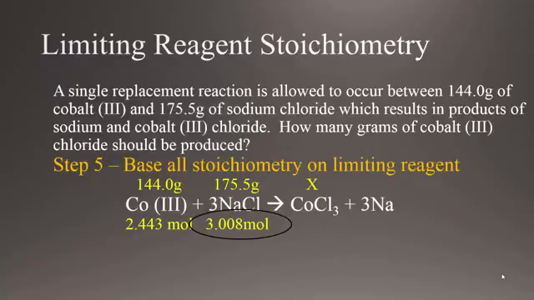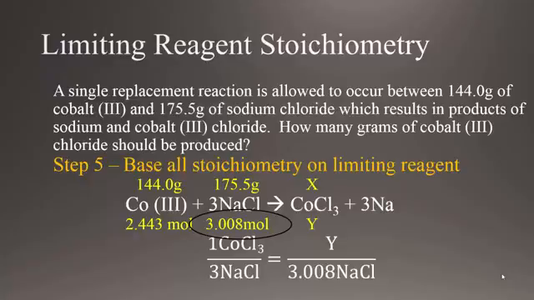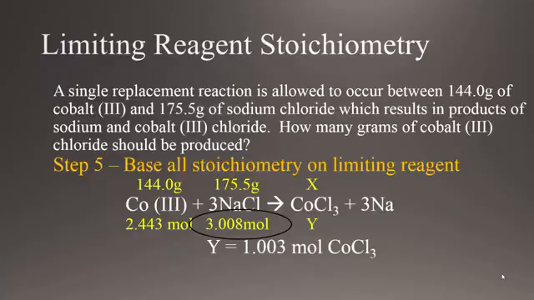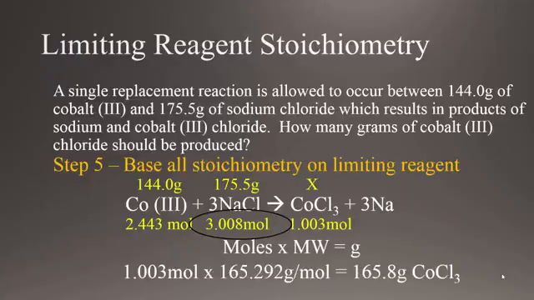So now I'm going to base all my stoichiometry off the sodium chloride and the 3.008 moles. So if I have 3.008 moles of sodium chloride, then how many moles of cobalt-3 chloride do I have? Set up my ratio, cross multiply and divide. I get this value for Y. So I plug it in. Moles times molecular weight equals grams. Plug the appropriate values into the equation, and I get 165.8 grams of cobalt-3 chloride, and that was the answer we had at the beginning. So you just have to follow multiple steps. This is very, very stepful.